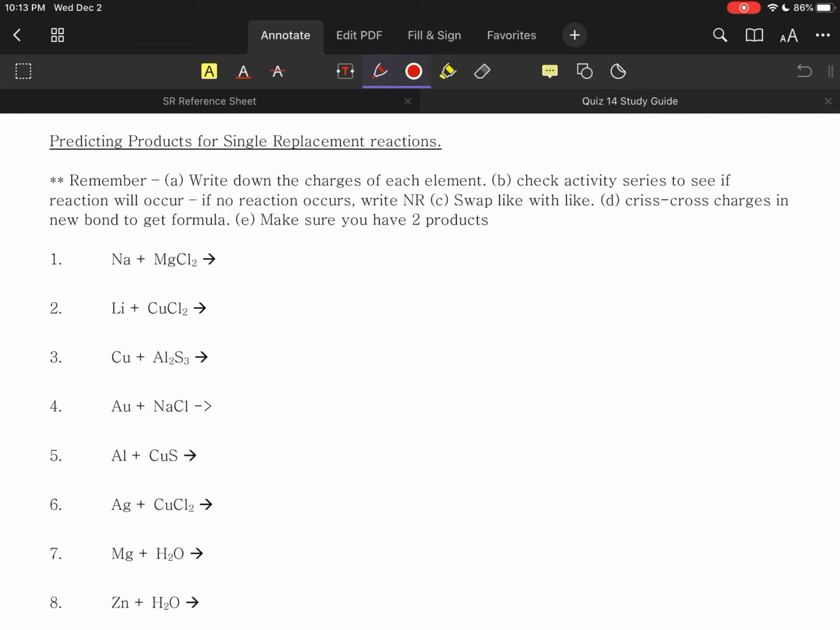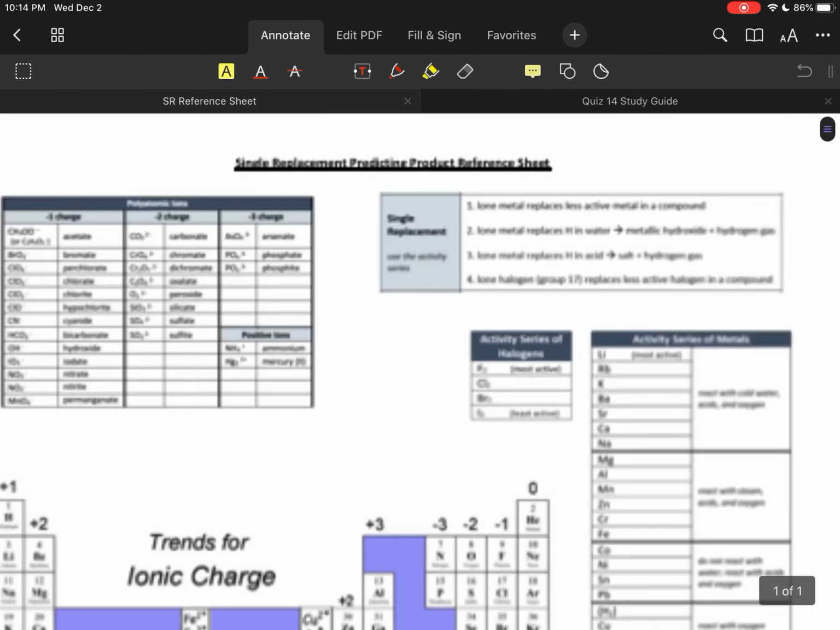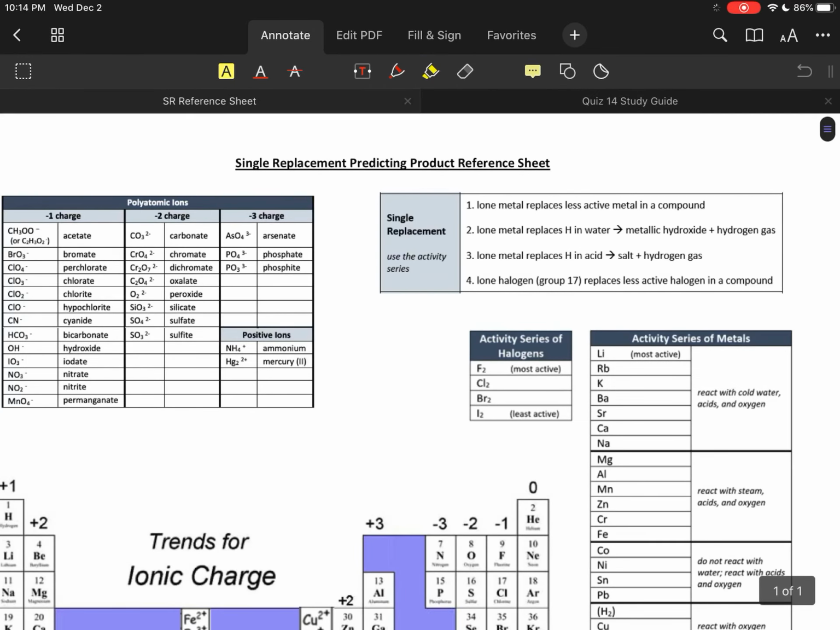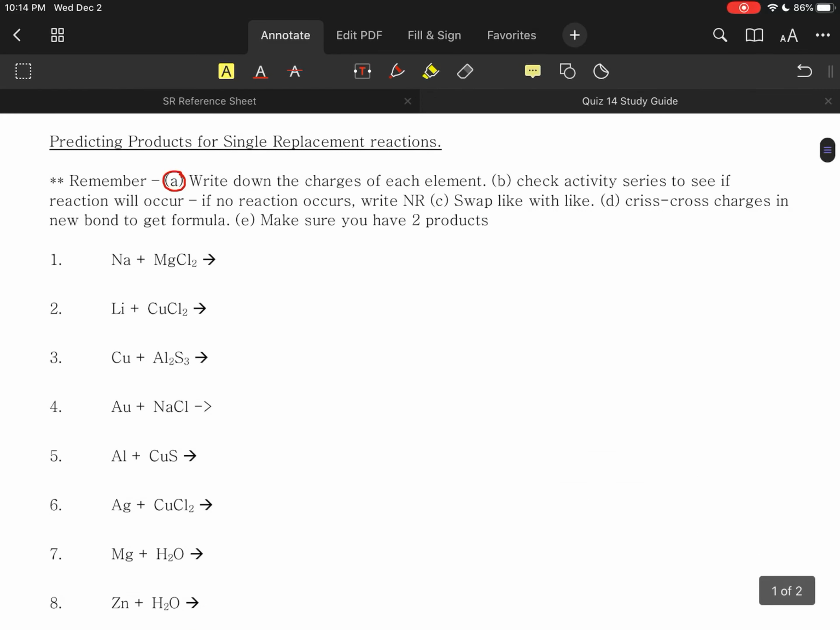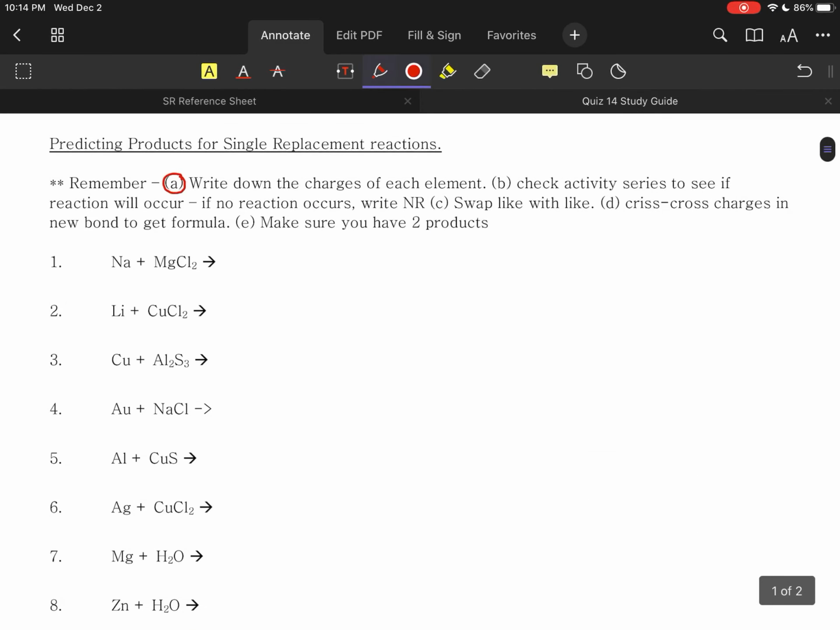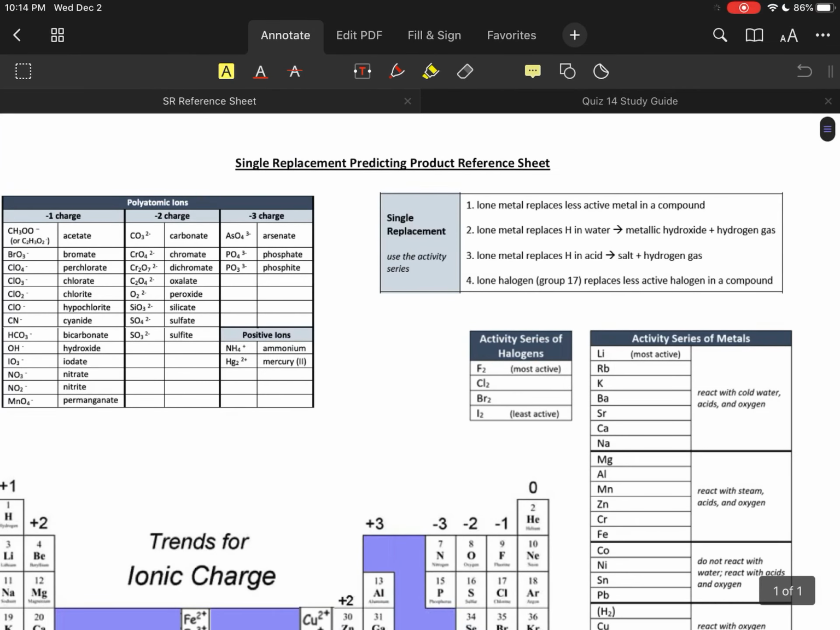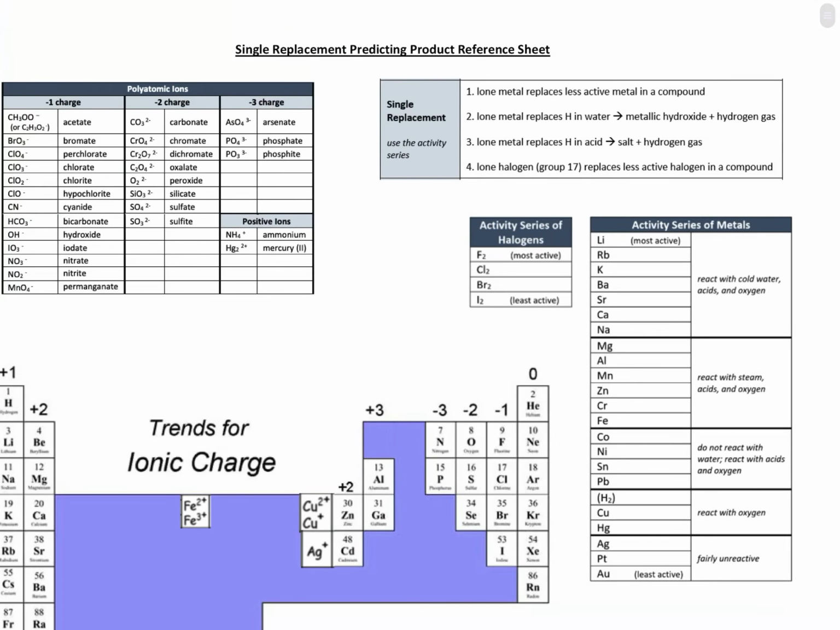So the first step is to write down my charges. I'm just going to reference back to this sheet here, and I'm going to write down the charges. So sodium is 1 plus, magnesium is 2 plus, chlorine is 1 minus. The second thing I'm going to do is just check my activity series to make sure a reaction will occur. So I want to make sure that sodium is above magnesium, which it is.